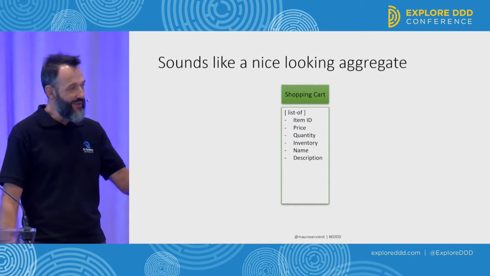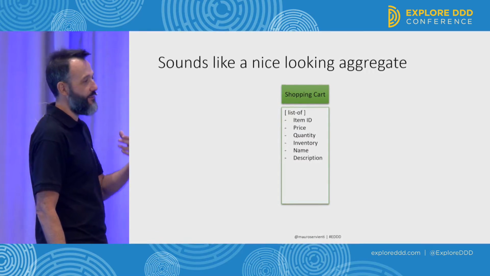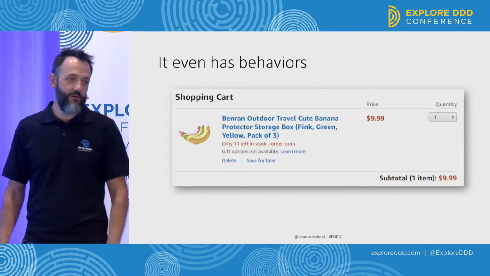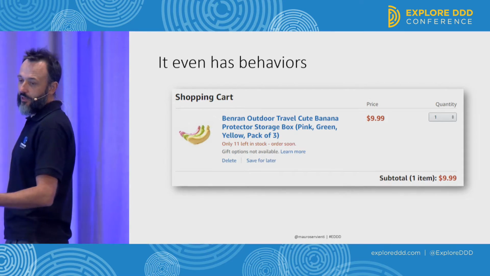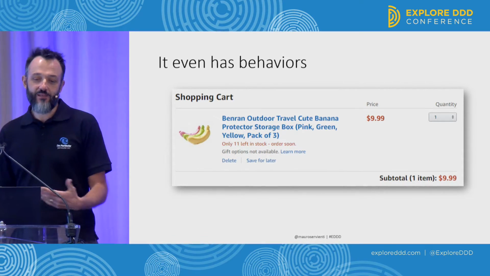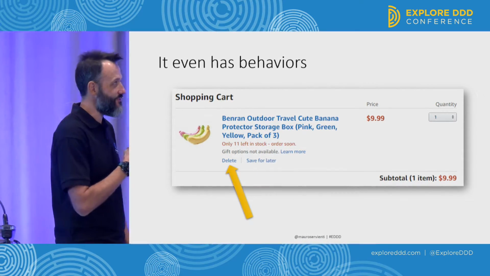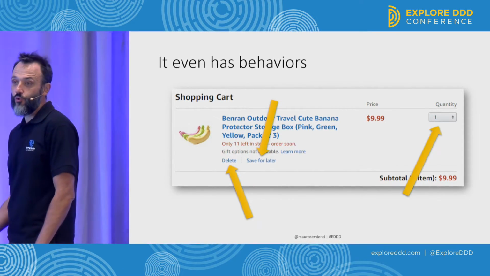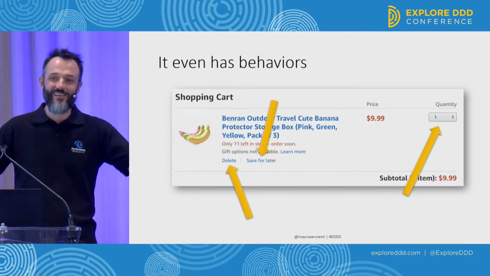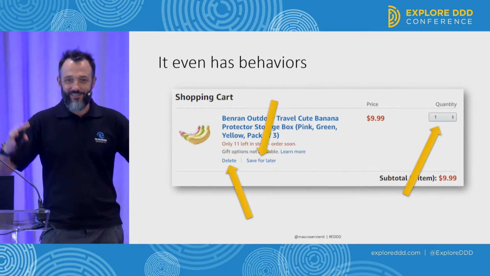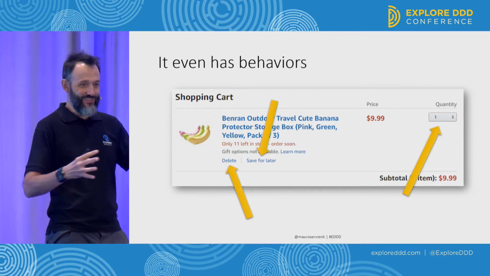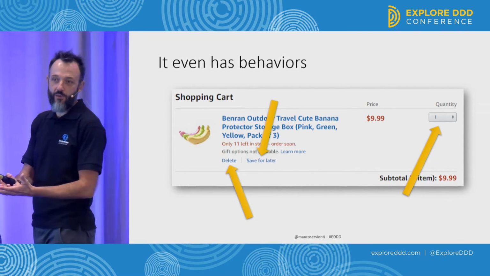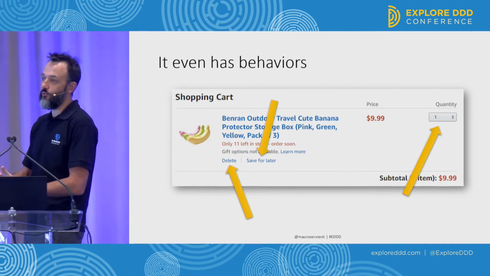And it's very easy to fall into the trap of saying we have data and we have behaviors as well. So what we can do when we have an item in the shopping cart, we can delete it from the shopping cart. We can save it for later. And we can change quantity. So it seems that it fits the aggregate definition. It has data and behavior. And it is a sort of transactional boundary for things that you can do in a shopping cart.